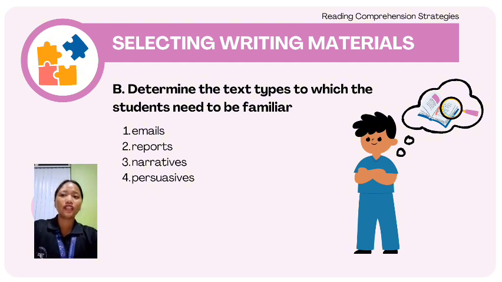Letter B is determine the text types students need to be familiar with. So the first one is email, formal and informal communication commonly used in both academic and professional settings. Second is reports, structured and detailed documents used in academic research or workplace settings. Third is narrative, storytelling, or personal reflections often found in creative writing or literature.